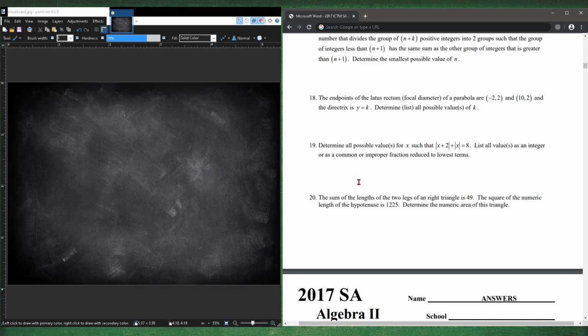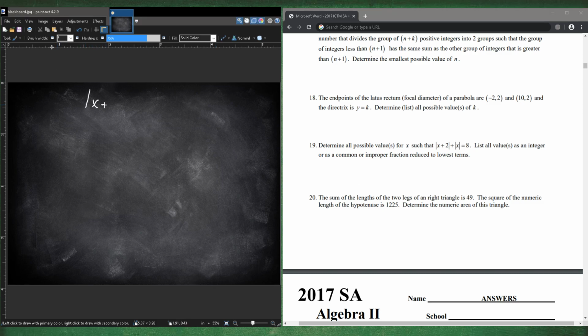Number 19. Determine all possible values for x such that the absolute value of x plus 2 plus the absolute value of x is equal to 8. So find all possible values. If x plus 2 was positive, we just leave it: x plus 2 plus absolute value of x is equal to 8. Or if this is negative, we have to multiply this by negative. So it has to be negative (x plus 2) minus absolute value of x equals negative 8.